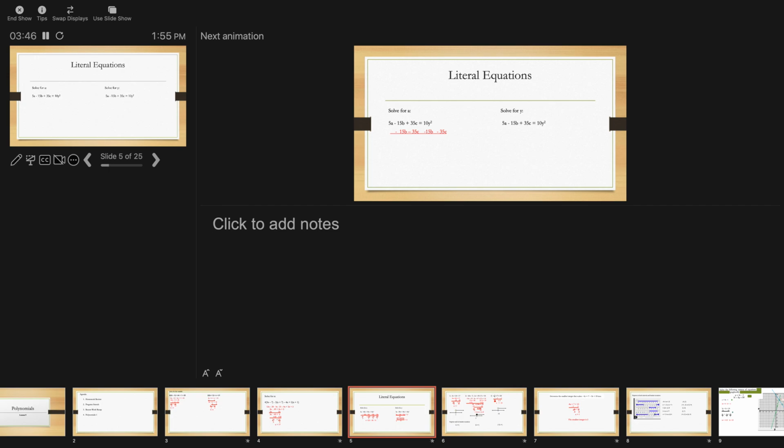So solving for A, I got to get it all by itself. So I'm going to add 15b and subtract 35c from both sides. That gives me 5a equals 10y squared minus 15b minus 35c. Divide everything by 5. And I get a equals 2y squared minus 3b minus c. So now you're going to take the same exact equation, but this time you're going to solve for y. Go ahead.